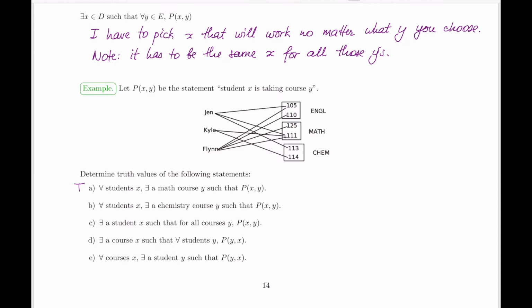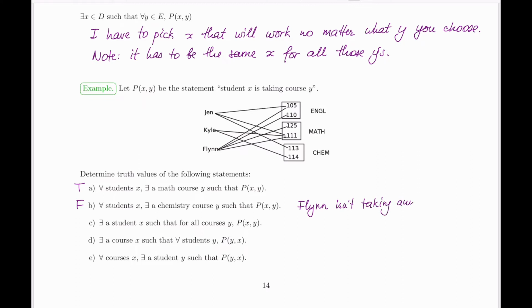Let's take a look at the next one. Similar structure, but we've replaced math with chemistry. So for all students, there is a chemistry course that a particular student is taking. So again, we're going to go through all the students. If you pick Jen, is there a chemistry course that she's taking? Yes, 113. If you pick Kyle, is there a chemistry course he's taking? Yes, 114. If you pick Flynn, is there a chemistry course he's taking? No, he's not taking any. So this statement is going to be false, and the reason is Flynn is not taking any chemistry courses.